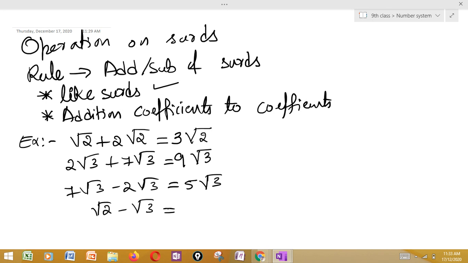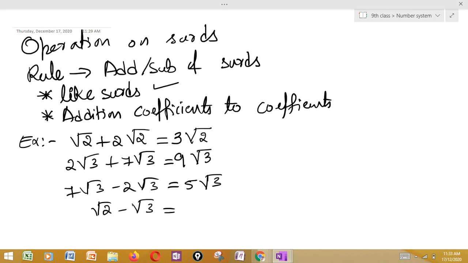Now, root 2 minus root 3. What is the result? Root 2 minus root 3. Root minus 1. There you have been making the mistakes. Whether the first condition is satisfied in this case? No, sir. Whether they both are like surds? Then why are you saying the answer is root of minus 1? Here they are not like surds. We can't operate on them.